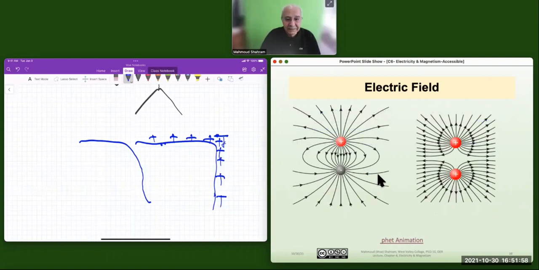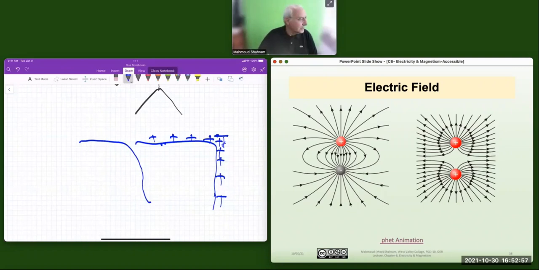The field between charges, if it's positive and negative, looks like this. It comes out from the positive charge and goes into the negative charge, straight between them, positive to negative. Now if you have two like charges, in this case two positive ones, the field between them, they push each other away. So the field lines are diverted.